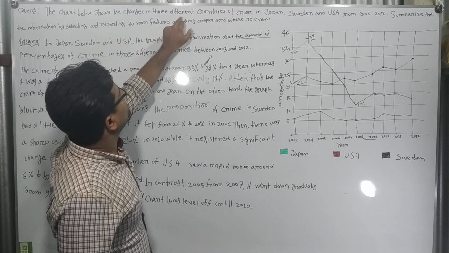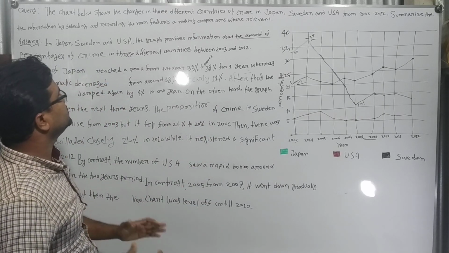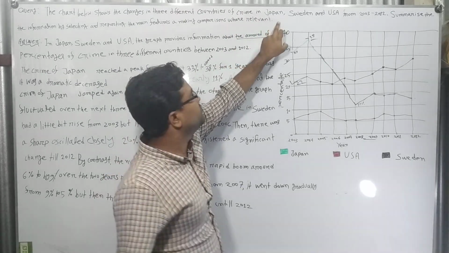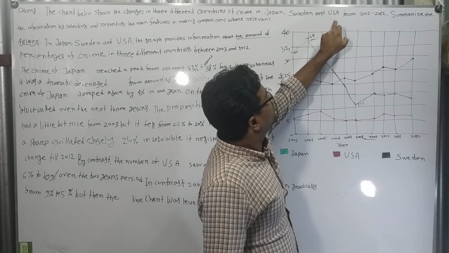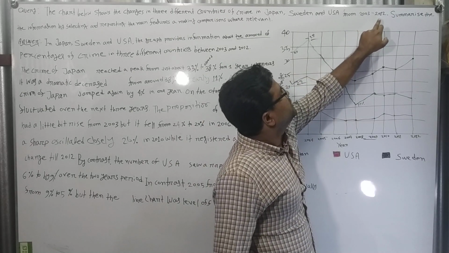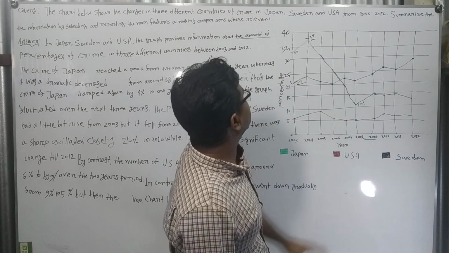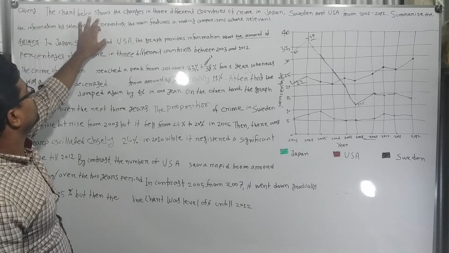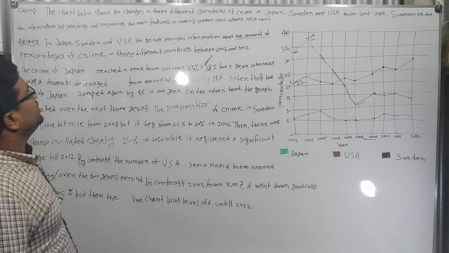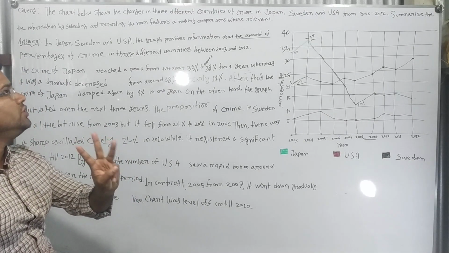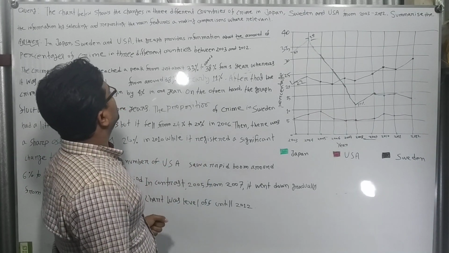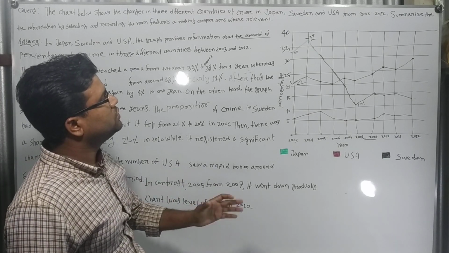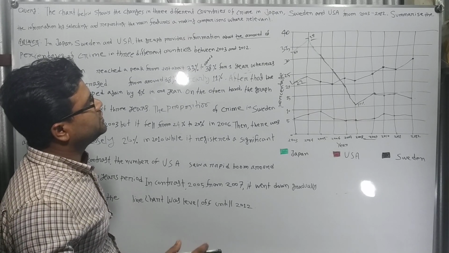in 3 different countries. There are 3 countries over here, of crime in Japan. Japan, Sweden, and USA, from 2003 to 2012. It means that the chart below shows the changes in three different countries of crime in Japan, Sweden and USA from 2003 to 2012, meaning from 2003 to 2012.